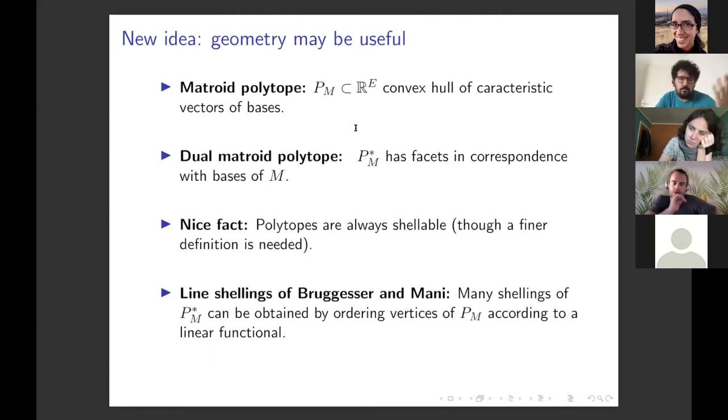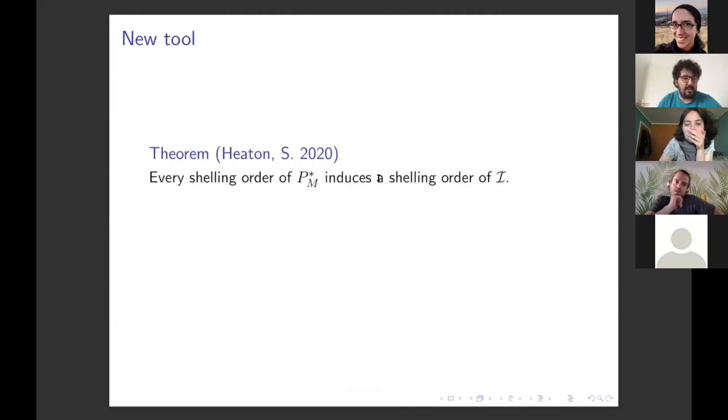I'm just specializing to the case of matroid polytopes. And remember, facets of this guy are the same as facets of the independence complex. So let me just tell you the theorem, which is rather interesting: if I look at any shelling order of PM star, I can interpret this as an ordering of the bases of the independence complex. And it turns out that it's also a shelling order of I.